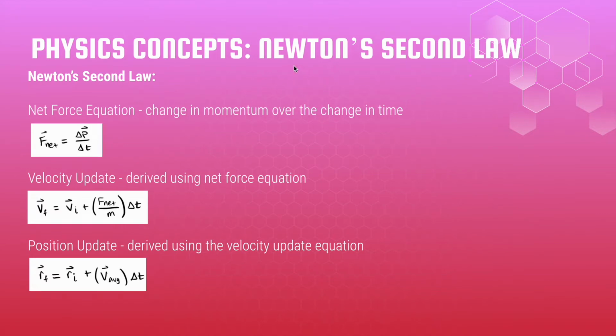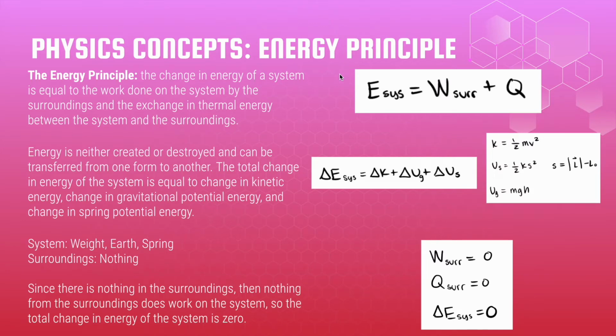Physics concepts include Newton's second law. So the net force equation is change in momentum over the change in time, a velocity update, which is derived using the net force equation, and a position update, which is derived using the velocity update equation. We also use the energy principle, which is the change in energy of a system is equal to the work done on the system by the surroundings and the exchange in thermal energy between the system and the surroundings, as shown here in this equation.